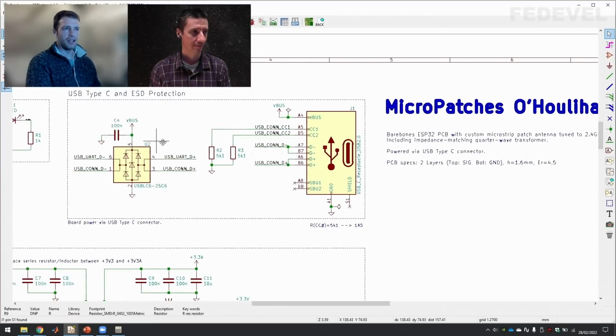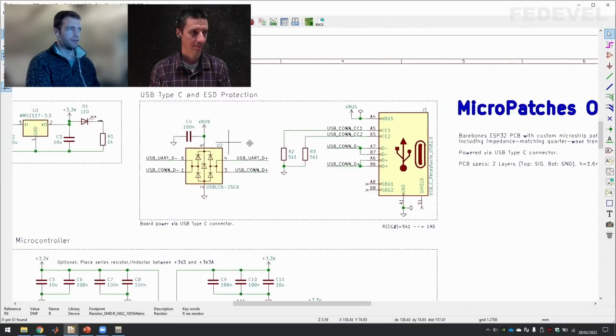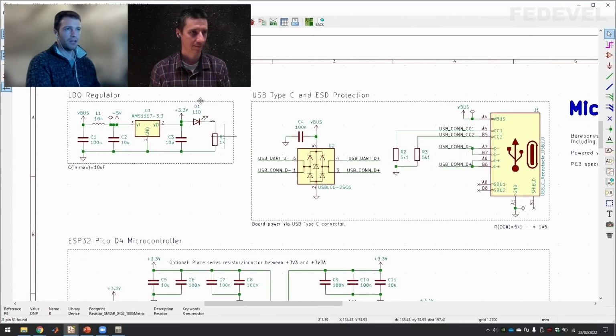Then just ESD protection for the sake of it, a little bit of bypassing. That feeds the regulator, so it's completely USB powered.